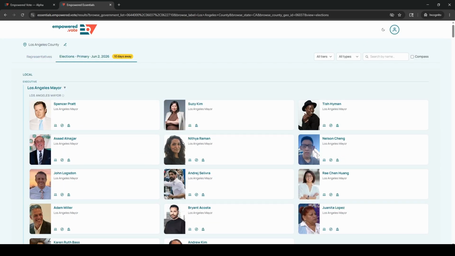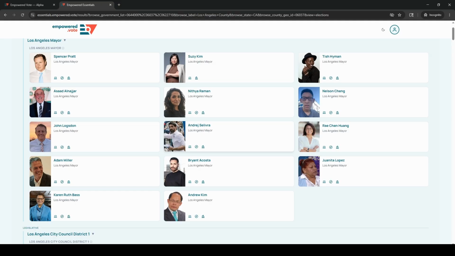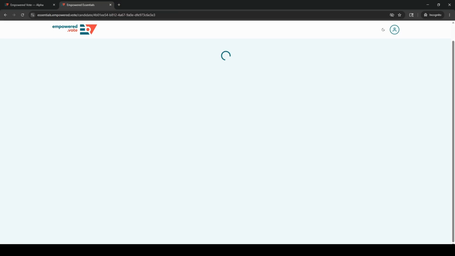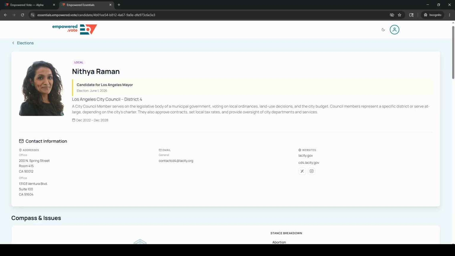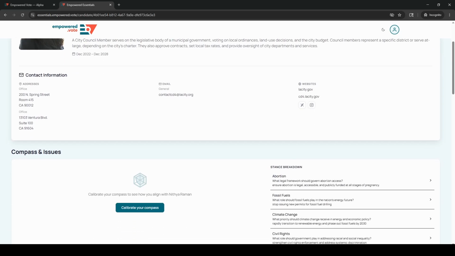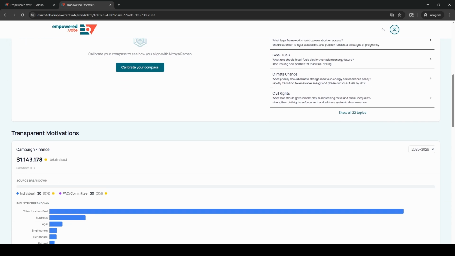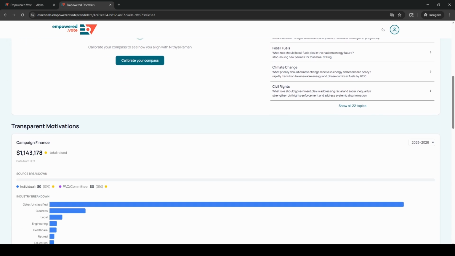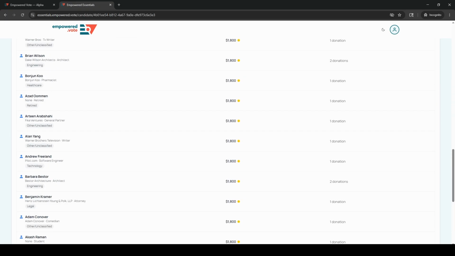And so for instance, for mayor, you can click and find more information on each of these people. And if you click on someone, you can get more information about that candidate. Their contact information. We found what their stances are on a lot of issues like abortion or climate change or whatnot. And then we've also found, when available, we provide campaign finance information to make it clear where the money's coming from.